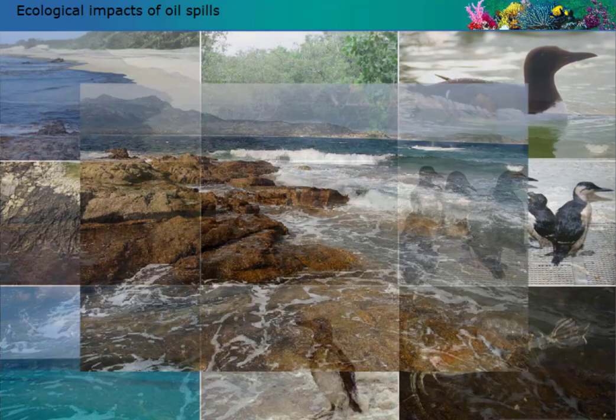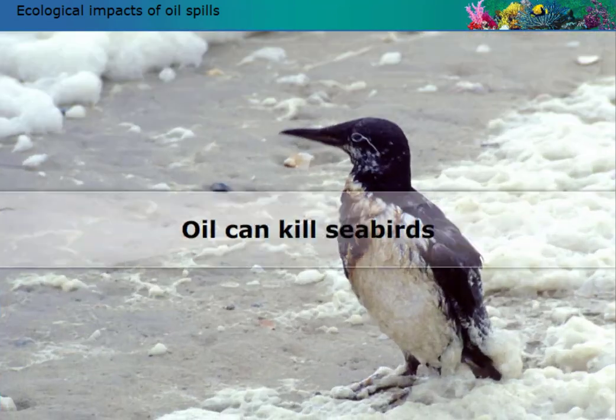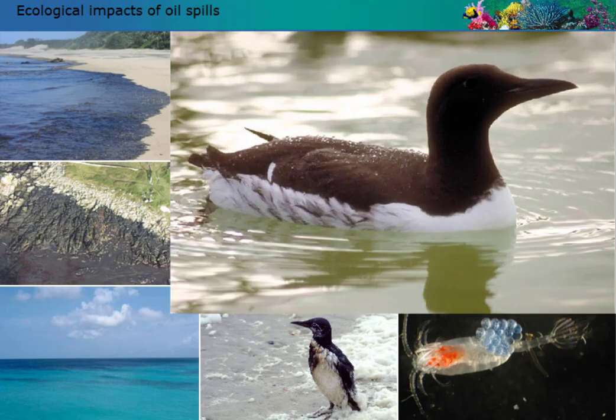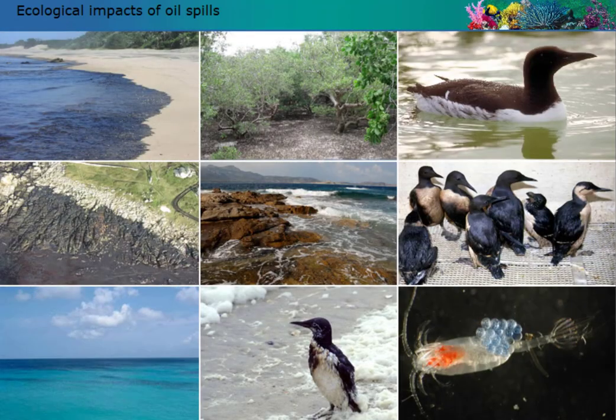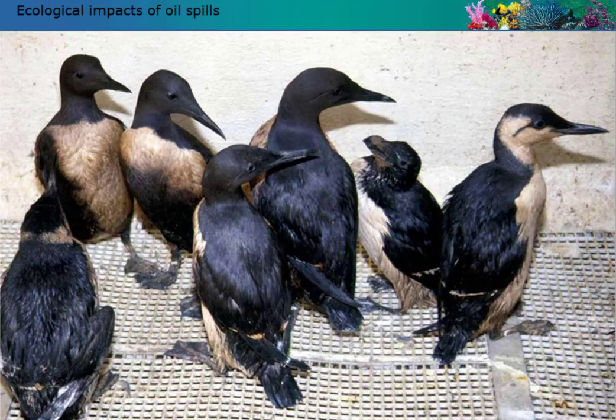One of the most well-known effects of oil in the marine environment is the death of seabirds. Oil on the feathers of a seabird can destroy the waterproofing and insulating characteristics of the feathers, causing birds to drown or die from the cold. Especially in cold areas, an oil stain of 2 to 3 centimeters on a bird's chest is enough to kill it. But oil has other impacts as well.